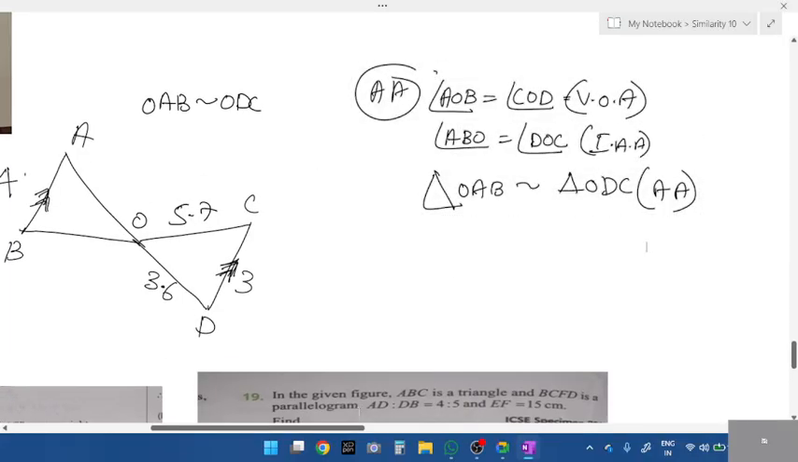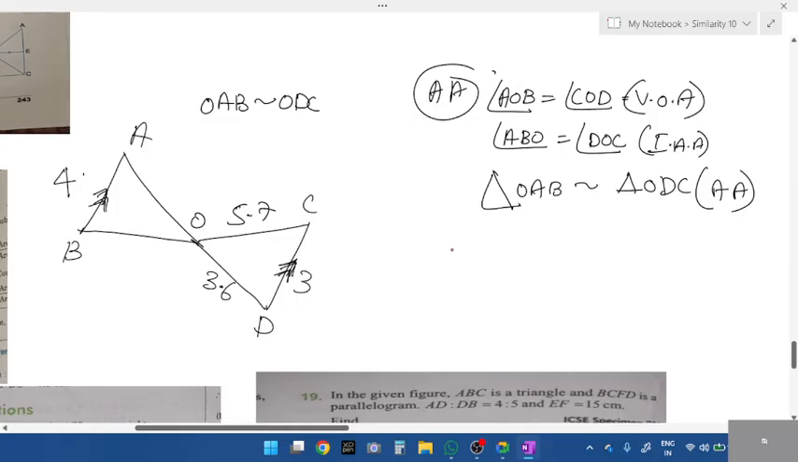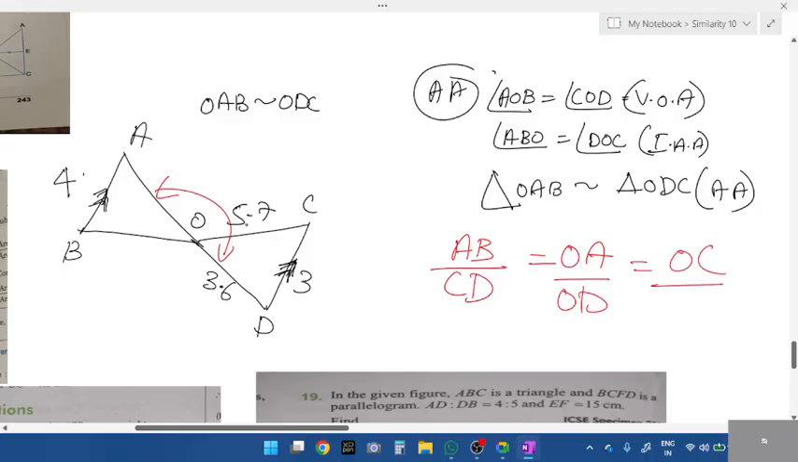Okay. Since they are similar, now tell me the sides, students. Write the proportionality theorem. AB divided by what's the other side? Tell me this next triangle. What is given? AB divided by CD. Then OA is equal to what is the opposite side we have? Divided by OD. Next, tell me the third one. OC divided by what is there in the opposite? Response, students, be quick. That's it. This is the formula. Substitute and find all the values.